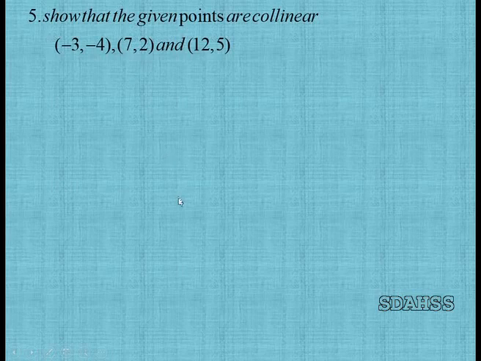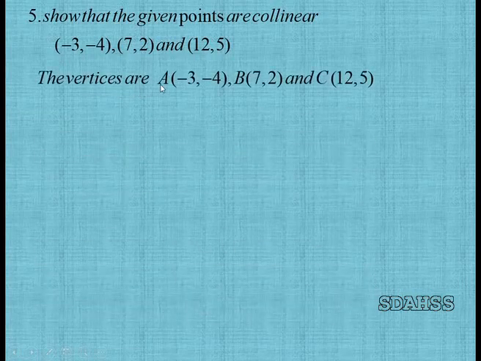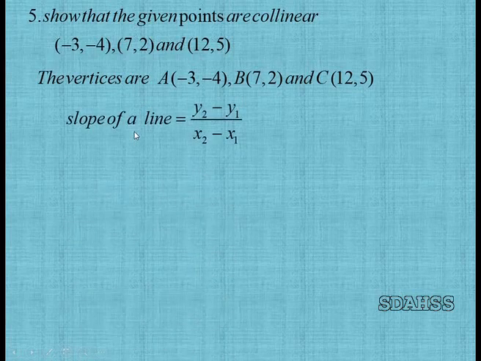So for that you have to find the slope. The first point be taken as A, the other one is B, other one is C. Here the vertices are A minus 3 comma minus 4, second point B 7 comma 2, and the third vertex C 12 comma 5. The formula to find the slope is y2 minus y1 divided by x2 minus x1. First you have to find the slope of AB.